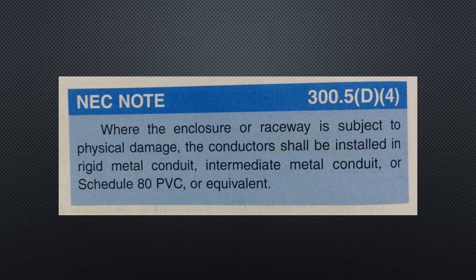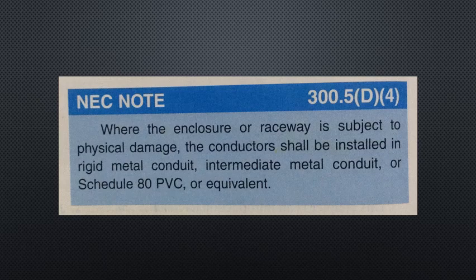Before we see that figure, we'll read the NEC note. NEC Note 300.5(D)(4): where the enclosure or raceway is subject to physical damage, the conductors shall be installed in rigid metal conduit, intermediate metal conduit, or Schedule 80 PVC or equivalent.